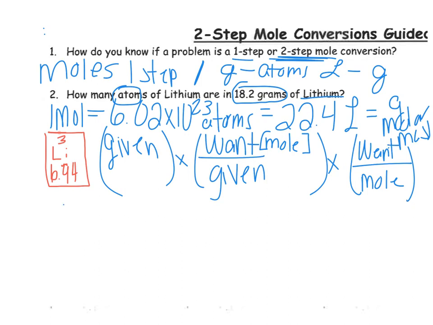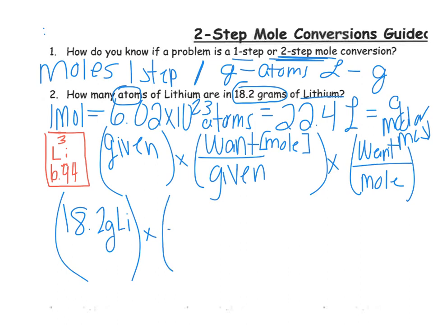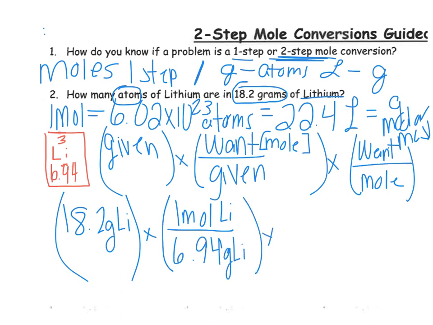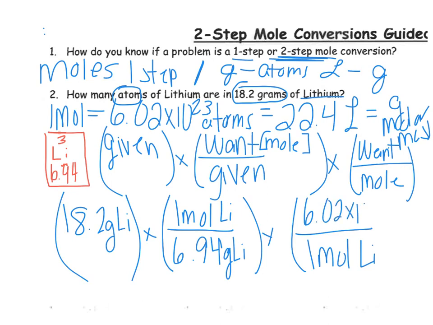All right, so I'm going to start off with what I've got, 18.2 grams of lithium, and I'm going to atoms. There's no conversion from grams to atoms, so I must go into moles first. In 1 mole of lithium, there are 6.94 grams of lithium. And in 1 mole of lithium, or 1 mole of anything, there are 6.02 times 10 to the 23rd atoms. Okay?